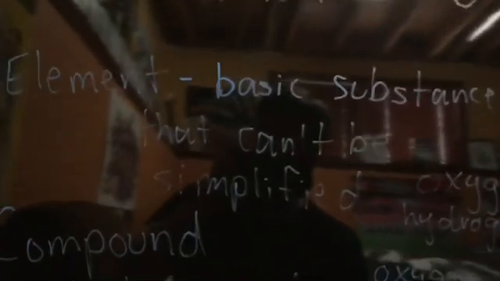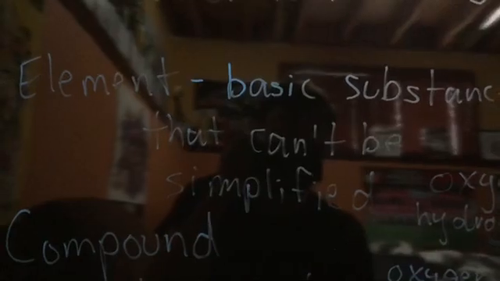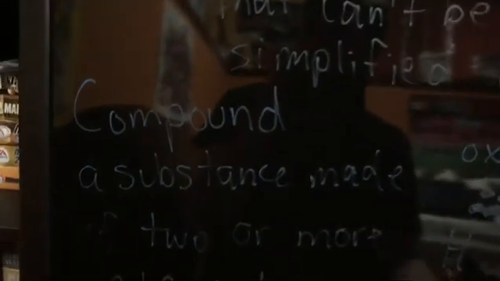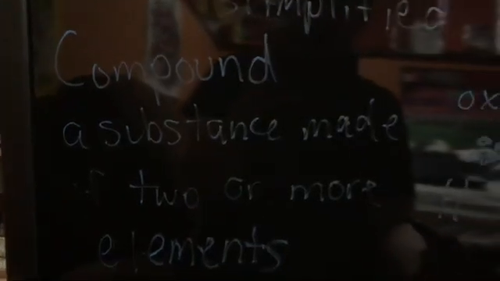Another example would be CO2. It's made up of carbon and oxygen. So that's the difference between elements and compounds. Elements are basic substances that can't be simplified. So anything you would see in the periodic table, those are all individual elements. And then when we combine them together, we get what is called a compound.